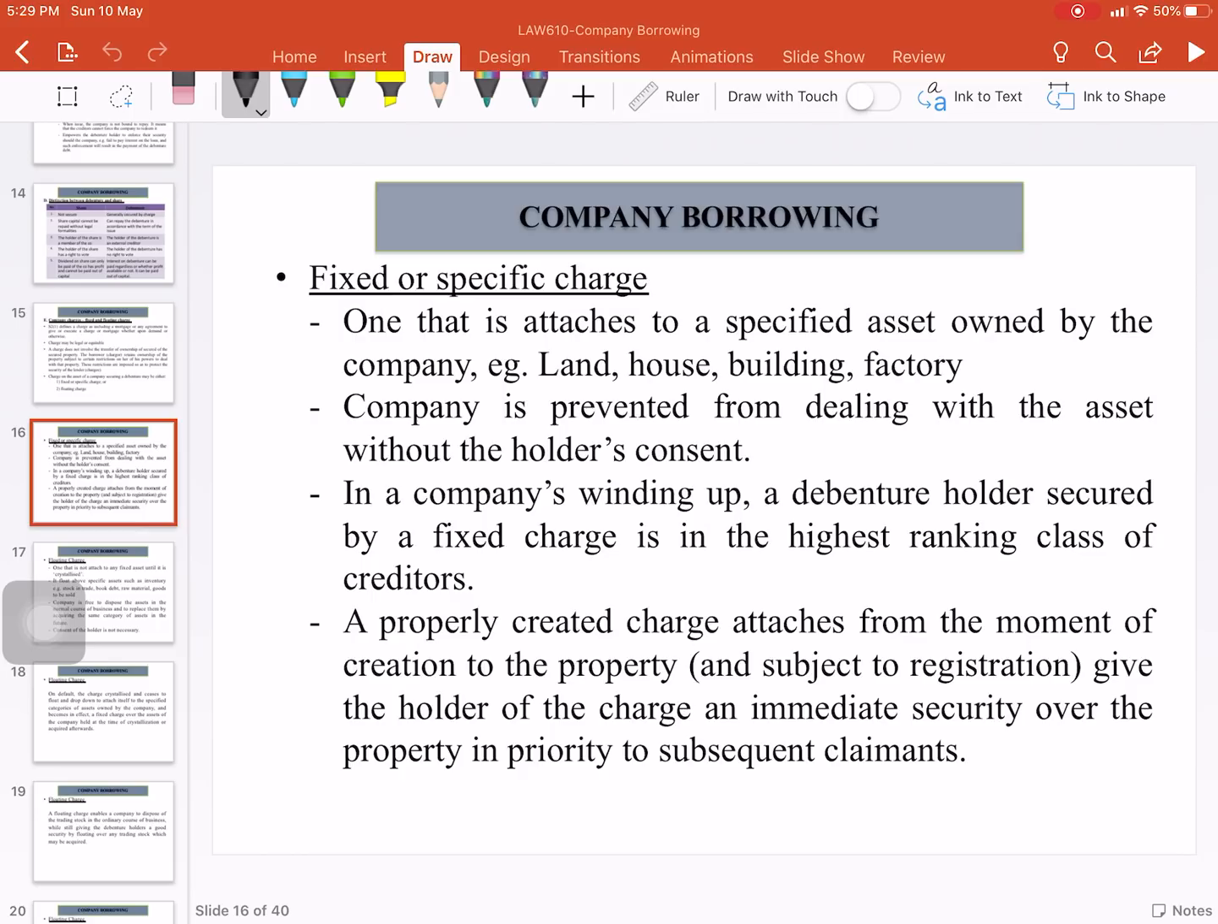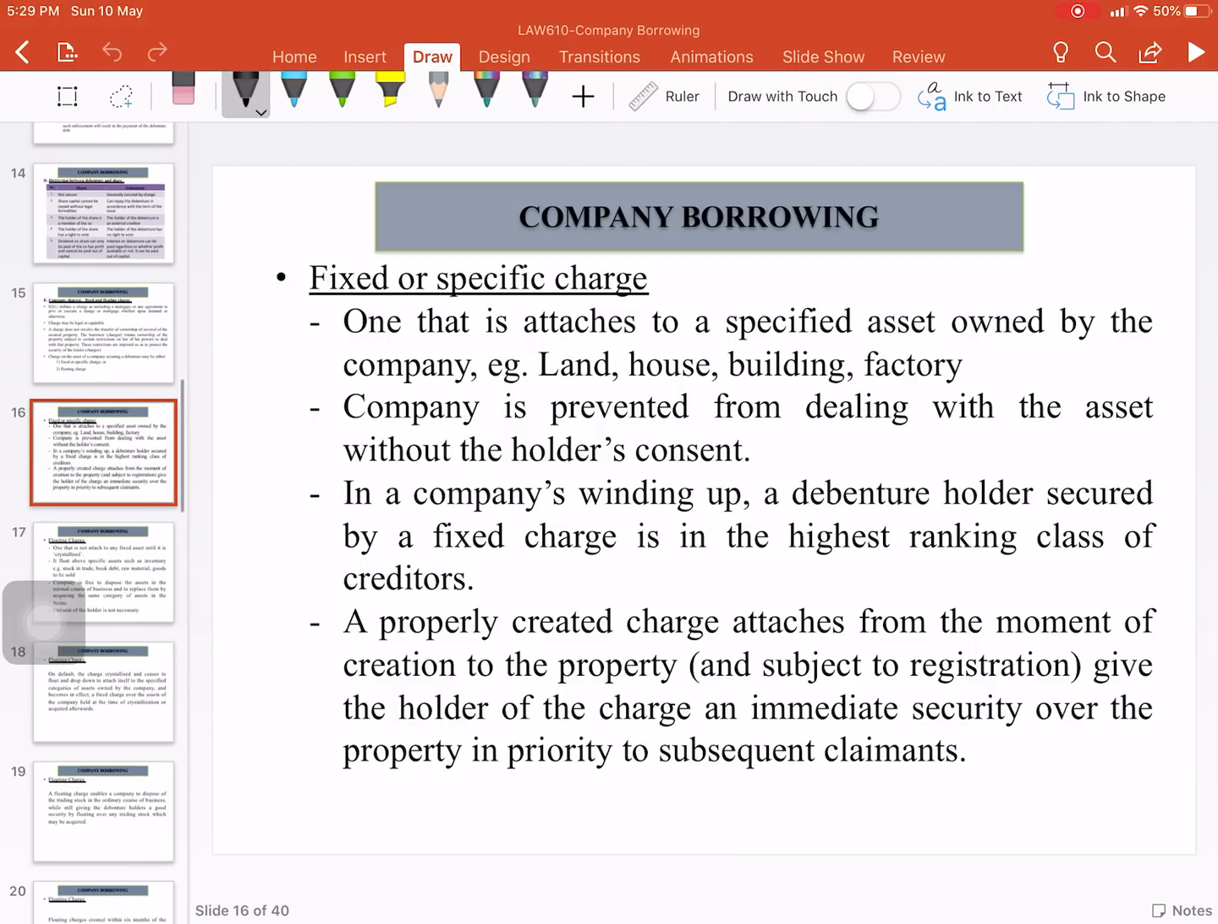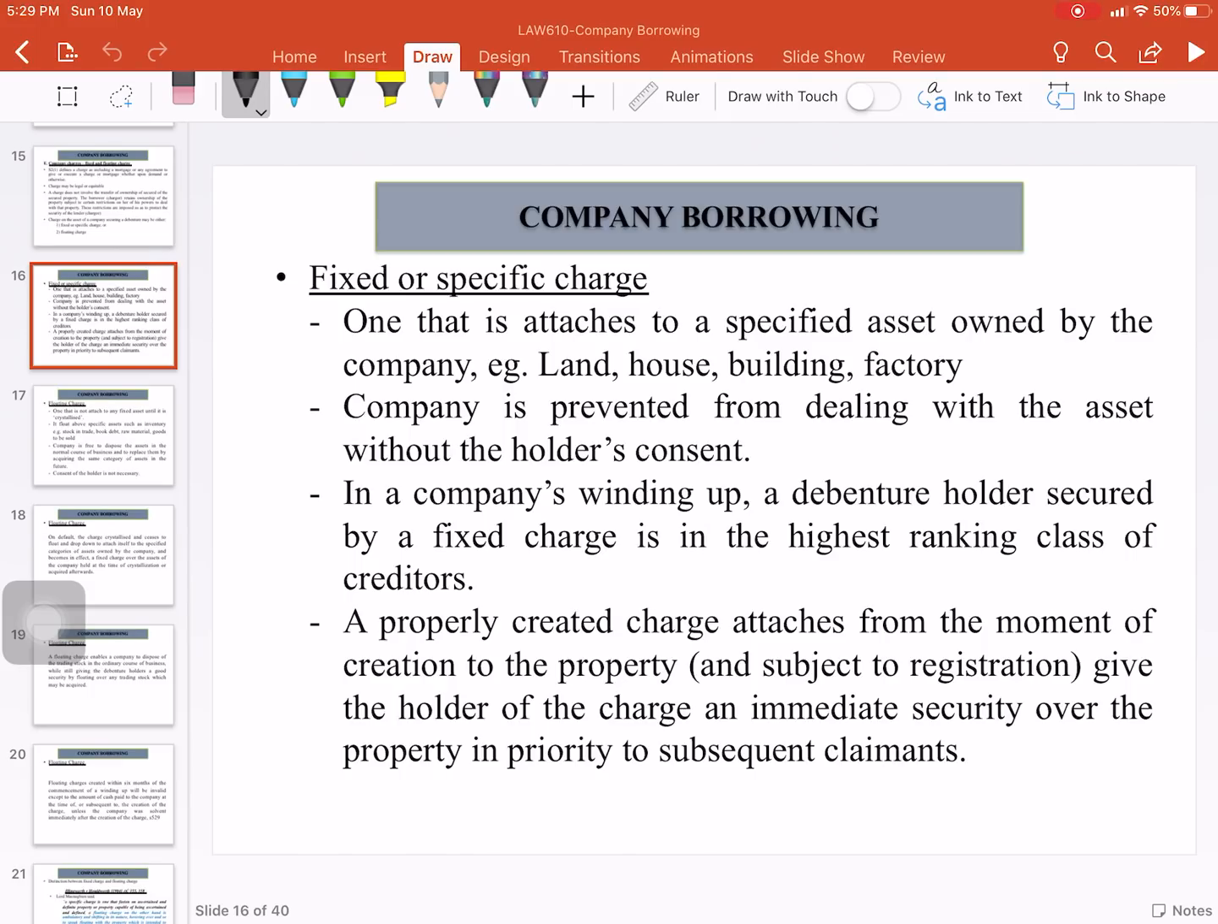Fixed charge is a charge that attaches to specified assets such as land, house, building, factory. When there is a fixed charge, the company is prevented from dealing with the assets without the holder's consent. In the company's winding up, a debenture holder secured by a fixed charge is in the highest ranking class of creditors, and a properly created charge attaches from the moment of creation, subject to registration, which gives the holder of the charge an immediate security over the property. This is what we call a fixed charge or specific charge. We're going to move into the next type of charge, which is floating charge, in a short while.